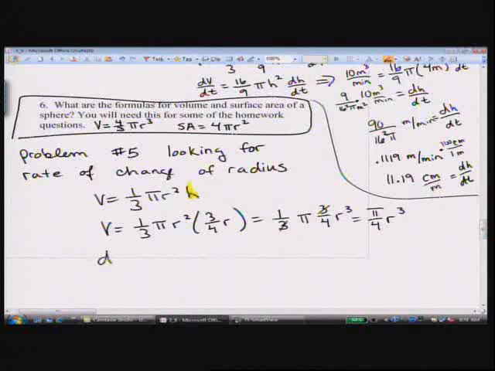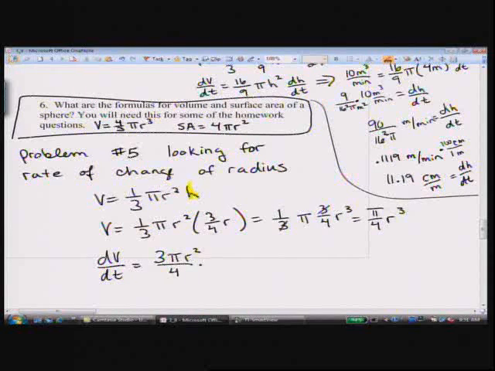So what is dV/dt? r squared. There you go, 3 pi r squared over 4 times dr/dt. Okay? Now, here's a trick. We know dV/dt, right? dV/dt is that 10 cubic meters per minute.